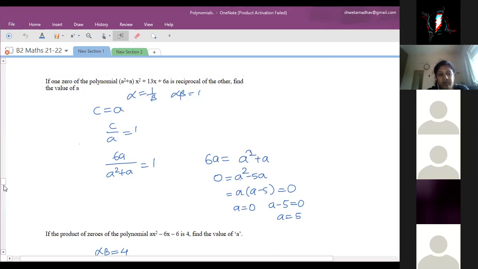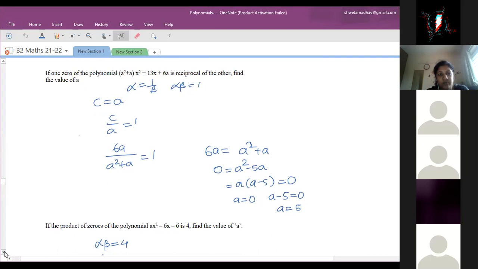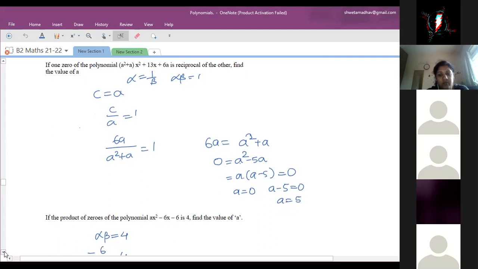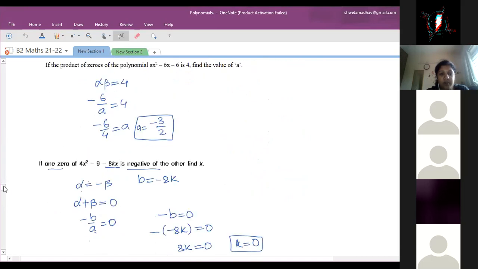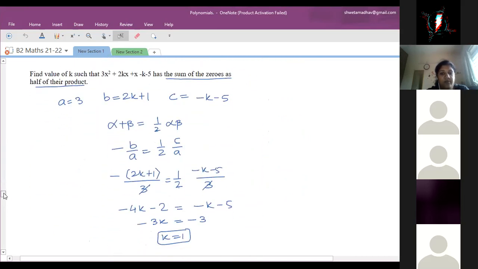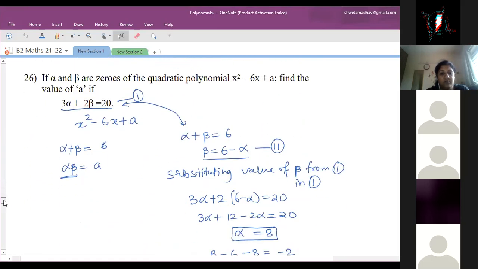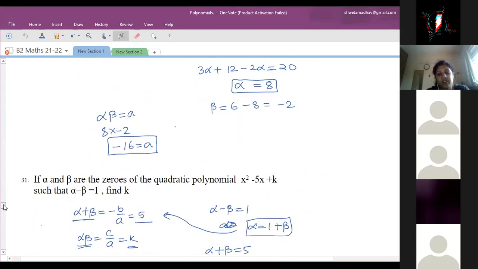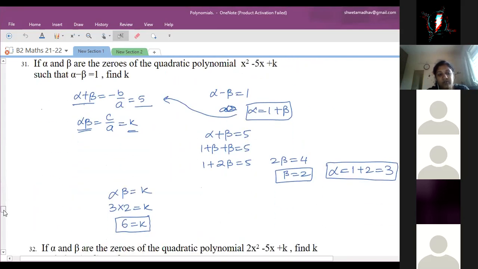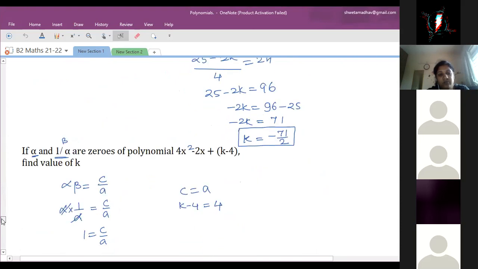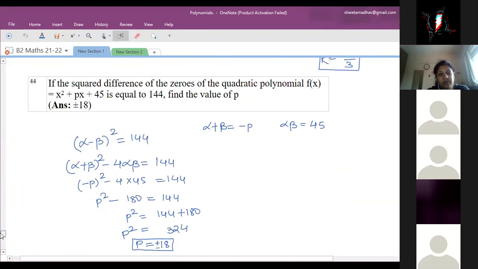Any other doubt? No, ma'am. Anyone else, other students? Any other doubt you have in the quadratic part? Ma'am, I'm getting equal to minus 1, not 2 by 3. There is a quadratic equation with you. Solve that quadratic equation by middle term splitting.